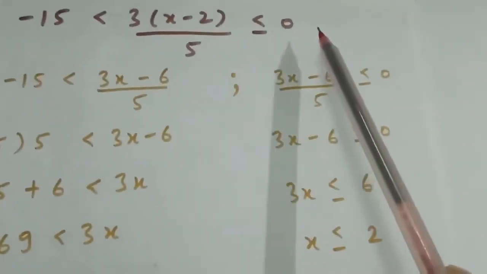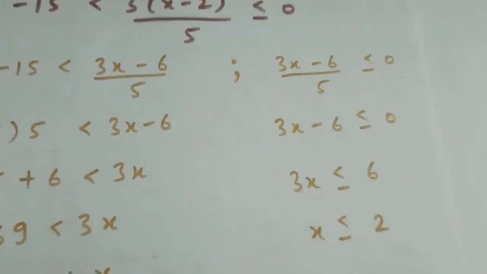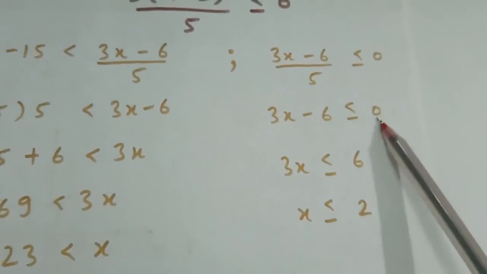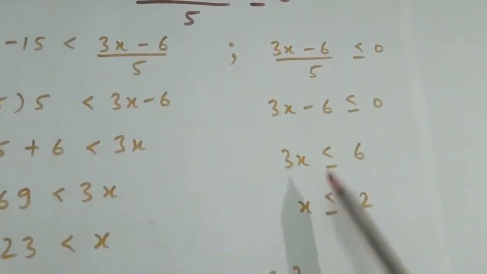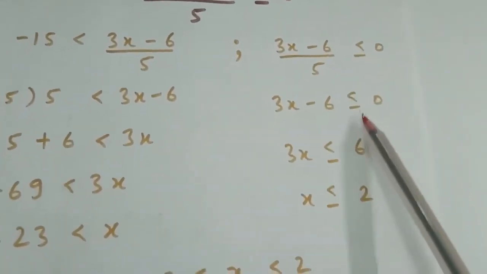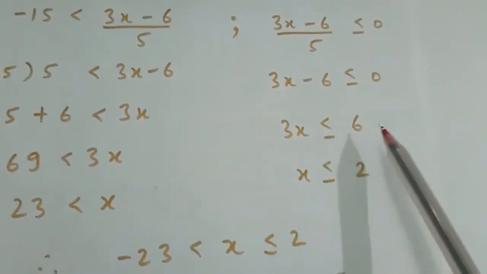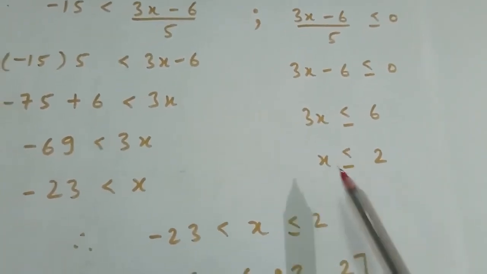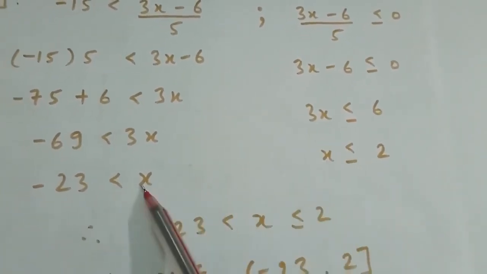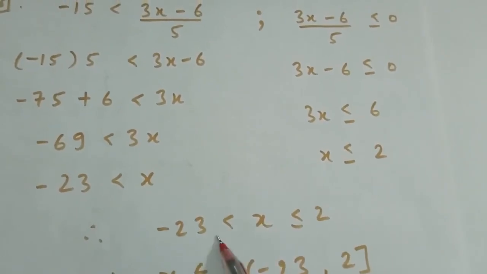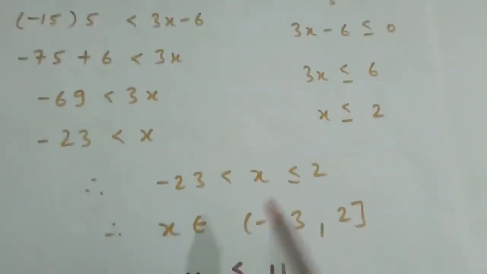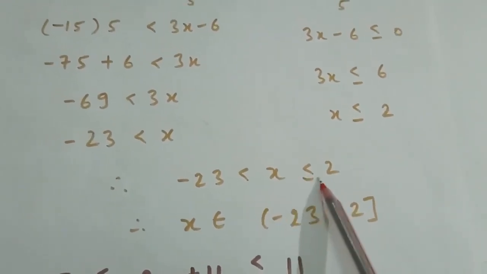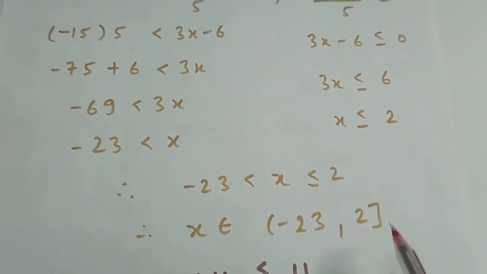Now taking the second part, (3x − 6)/5 ≤ 0. 3x − 6 ≤ 0. Multiplying both the sides by 5, 5 is a positive number, the inequality will not change. 3x ≤ 6 and then dividing both sides by 3, x ≤ 2. Therefore, when you find the intersection of these two, it will be x greater than −23 but less than or equal to 2. Therefore, x belongs to (−23, 2]. Also at 2 equality is there, so closed bracket will come.